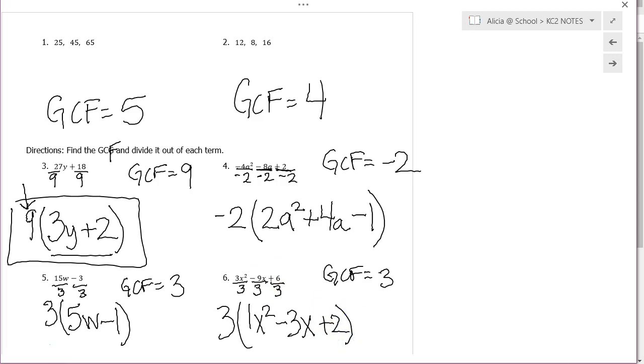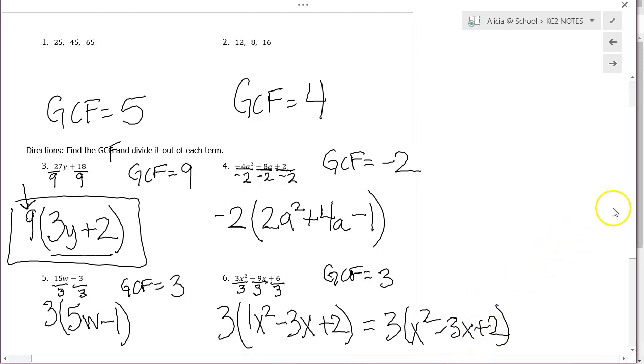Now, you don't need that 1 in front of the x squared. So if you had this, that is also acceptable. You don't need that 1 in front, but you can write it if you need it. All right. Now we're going to try factoring by bringing out those GCFs.